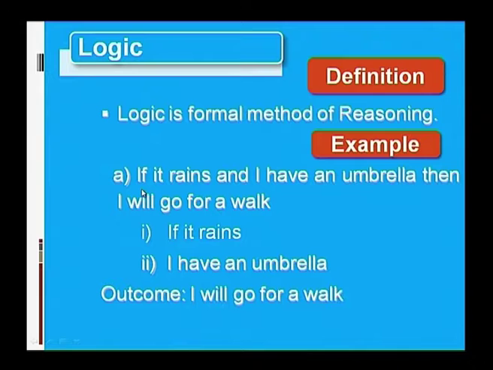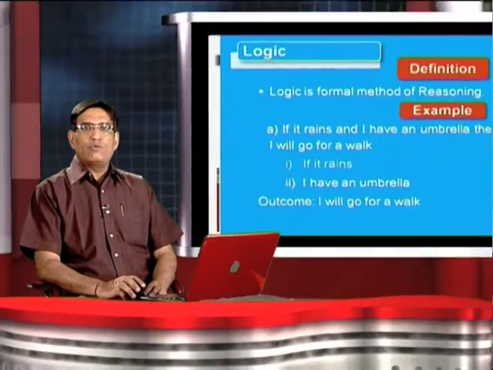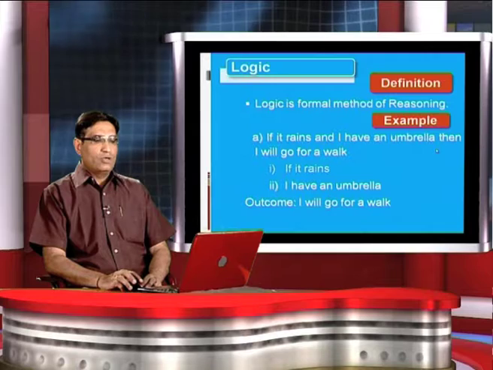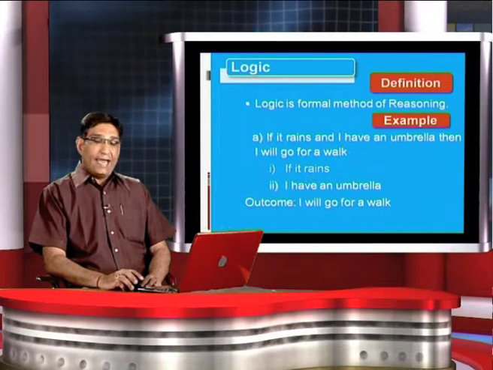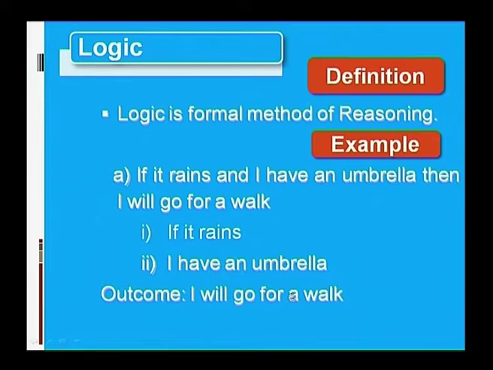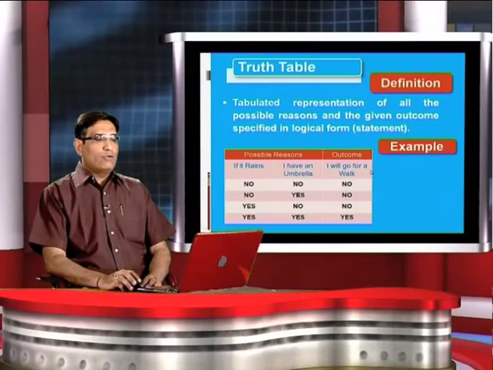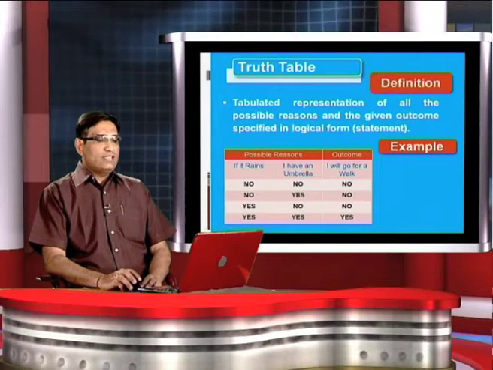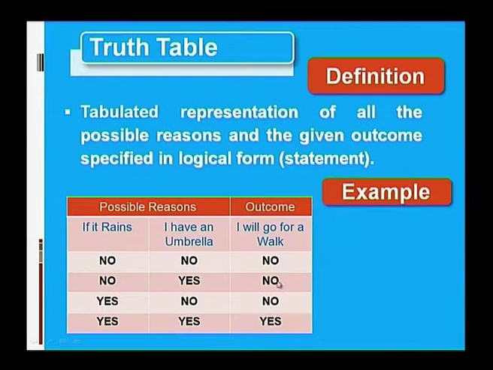Suppose we are given a statement that if it rains and I have an umbrella, then I will go for a walk. That means, if I am walking, then under the circumstance of the given statement, I have to have two reasons. First, it should rain and I should have an umbrella. So, we say that if it rains and I am having an umbrella, then I will go for a walk. Now, under this purview, we say that there can be four outcomes of this logic. If I am walking, it means there is rain and I am having an umbrella.